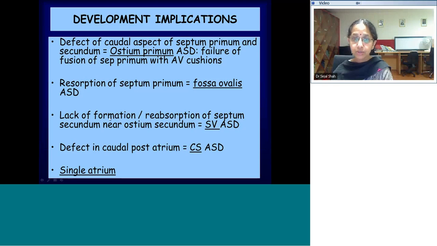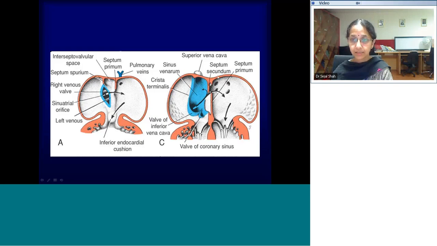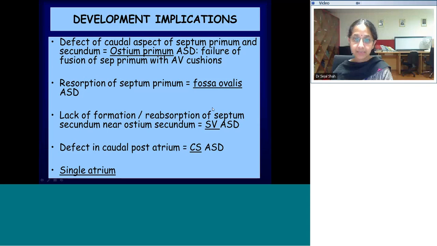Lack of formation or resorption of the septum secundum near the foramen secundum gives the sinus venosus ASDs. So the sinus venosus ASDs are defects related to either resorption or failure of formation of the septum secundum high up. If there is a defect close to the caudal part of the atria, posteriorly located, then it's going to be a coronary sinus type of ASD. So these are the defects which happen because of either resorption or lack of formation of normal septal structures.